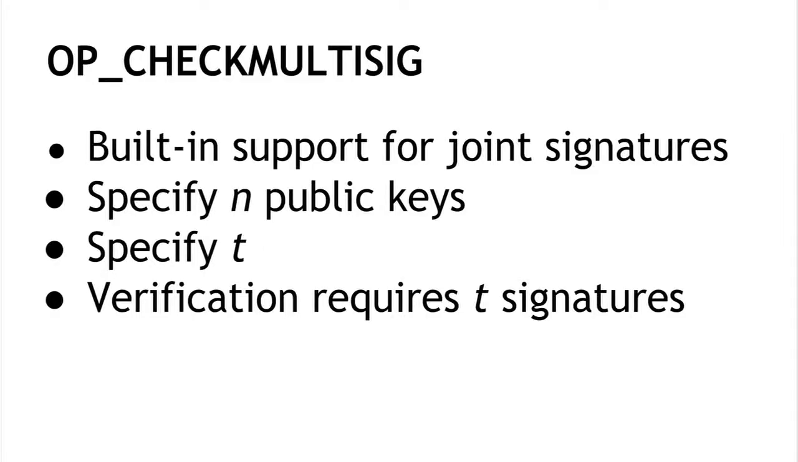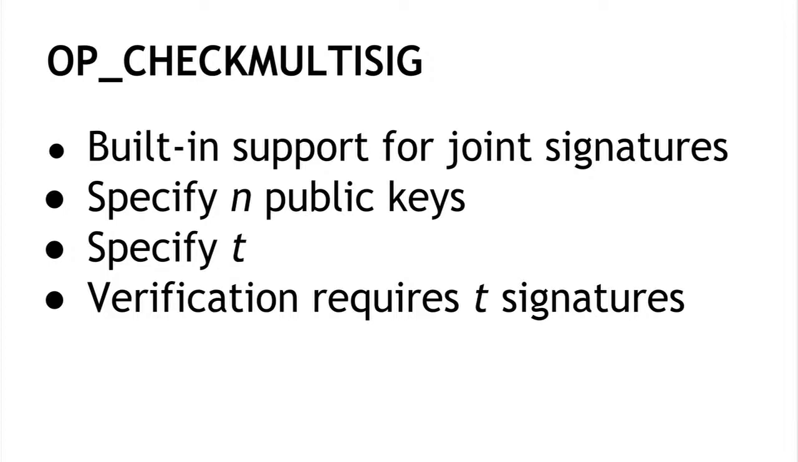That's called check multisig. This is even more powerful than checking just a single signature with one instruction. Bitcoin actually lets you check multiple signatures with one instruction. So with multisig, you specify n public keys, and you specify a parameter t, or a threshold. For this instruction to execute validly, there have to be at least t signatures, t out of n of those public keys, that are valid.